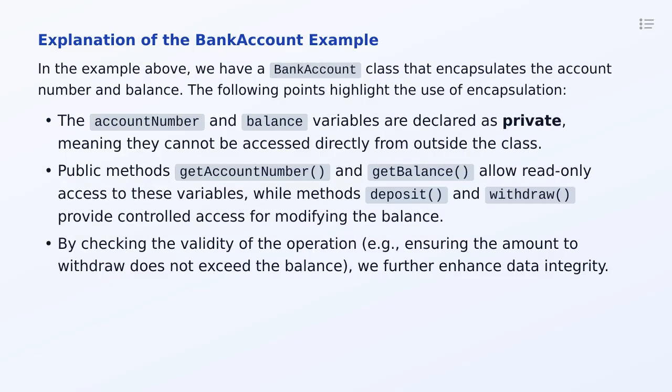In the example above, we have a bank account class that encapsulates the account number and balance. The following points highlight the use of encapsulation. First, the account number and balance variables are declared as private, meaning they can't be accessed directly from outside the class. Next, public methods getAccountNumber and getBalance allow read-only access to these variables, while methods deposit and withdraw provide controlled access for modifying the balance.